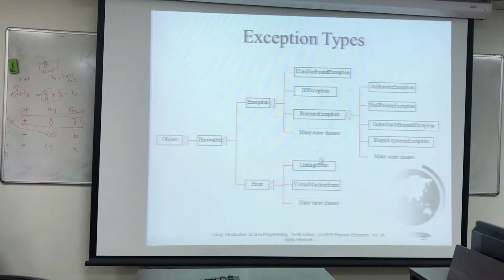Of course, there are big classes that are not shown here. Only a part of the family is shown here. So you see that it's written many more classes here. So if you see, Throwable is a subclass of Object, and then Throwable has two subclasses, Exception and Error. Now this family: Error, LinkageError, VirtualMachineError, and so on.